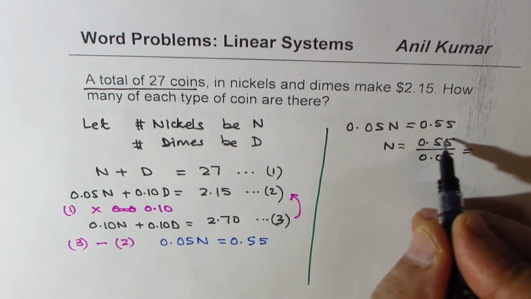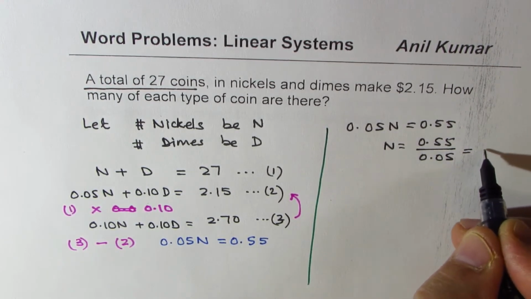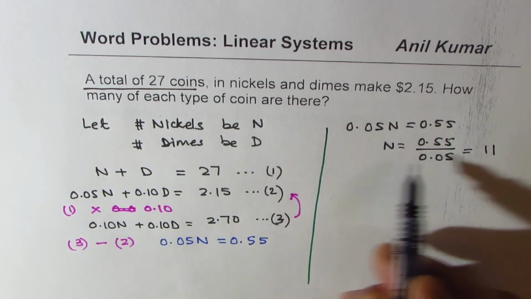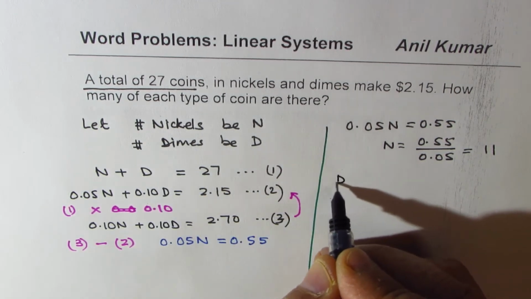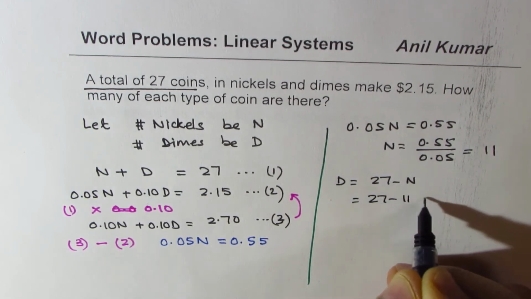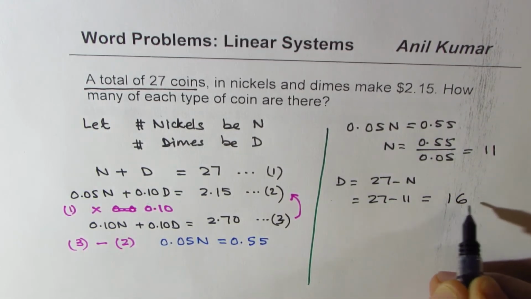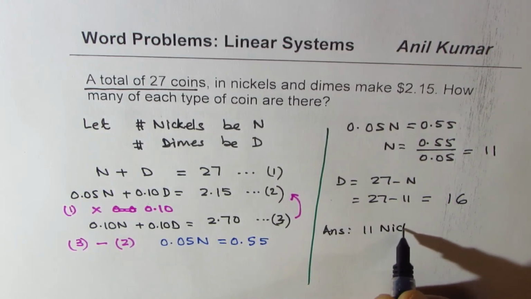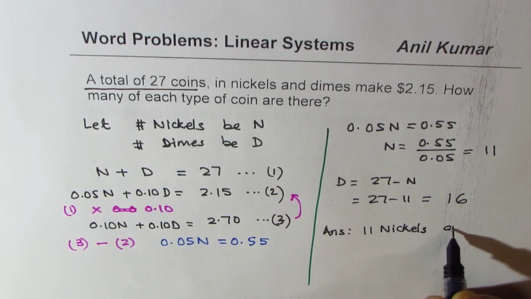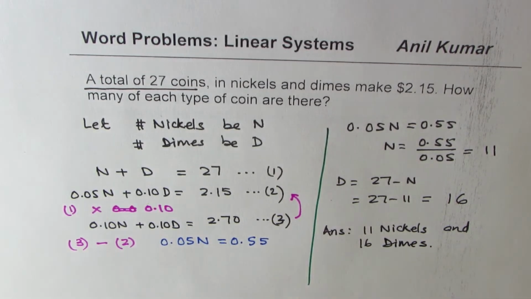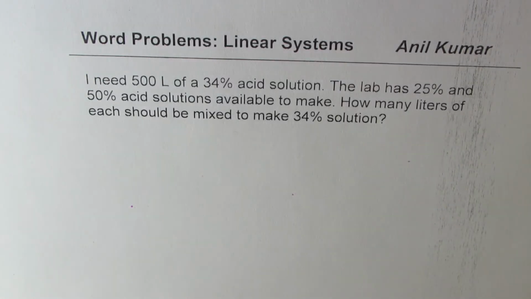It is as good as dividing 55 by 5, right? So that gives you 11. So we get 11 nickels. So once you know nickels, we can find how many dimes. So dimes is 27 minus the nickels, which is 27 minus 11, and that gives you 16 dimes. So our answer is that there are 11 nickels and 16 dimes. Is that clear? So that is how you could easily solve question related to money.